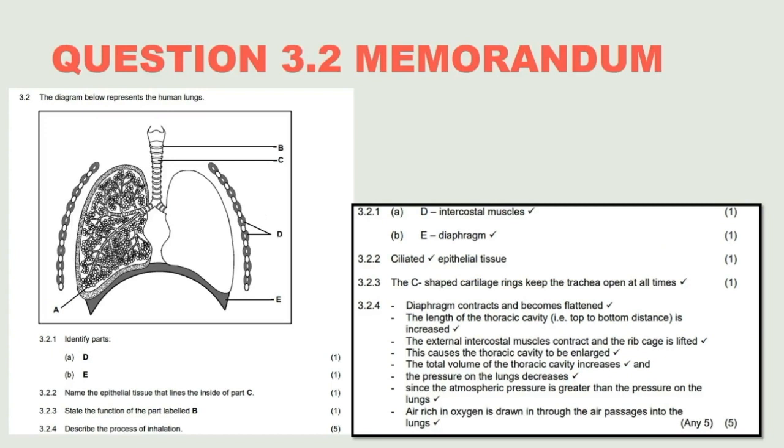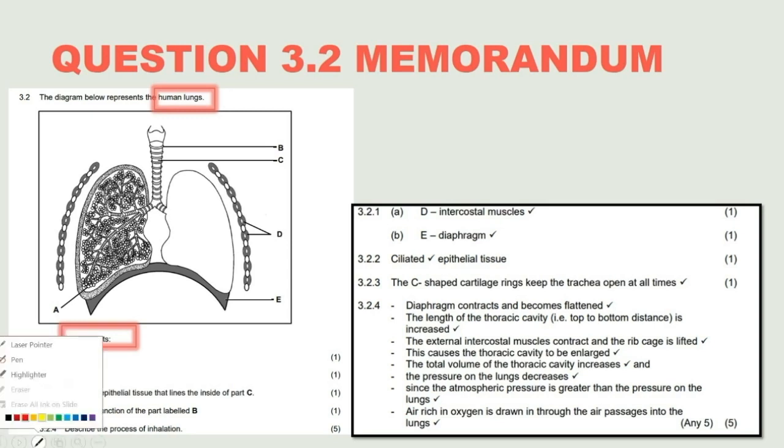So let's read through question 3.2 and look at the memorandum. Firstly, they have given us the section of the human lung, specifically the whole entire breathing system. In question 3.2.1 they ask us to identify parts D and E. If we have a look over here, part D specifically refers to my intercostal muscles, and then E you will find on this side, which is the diaphragm.